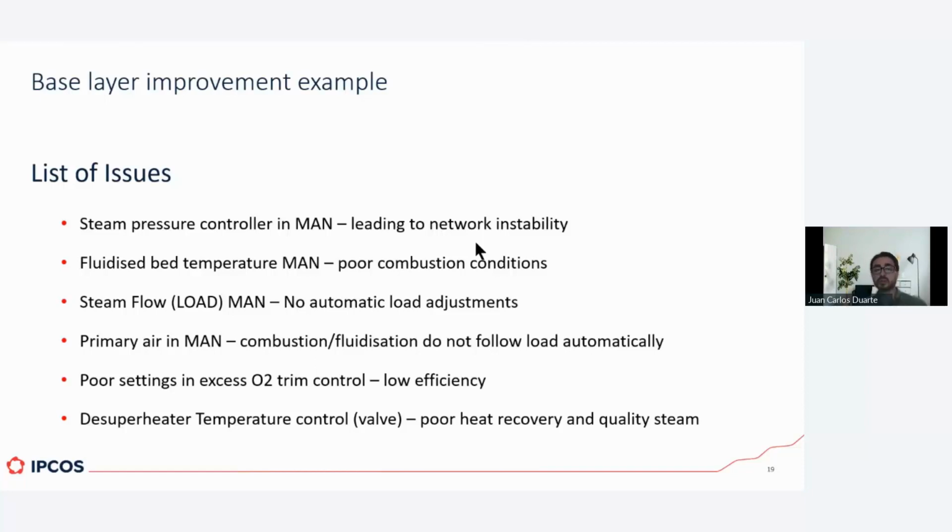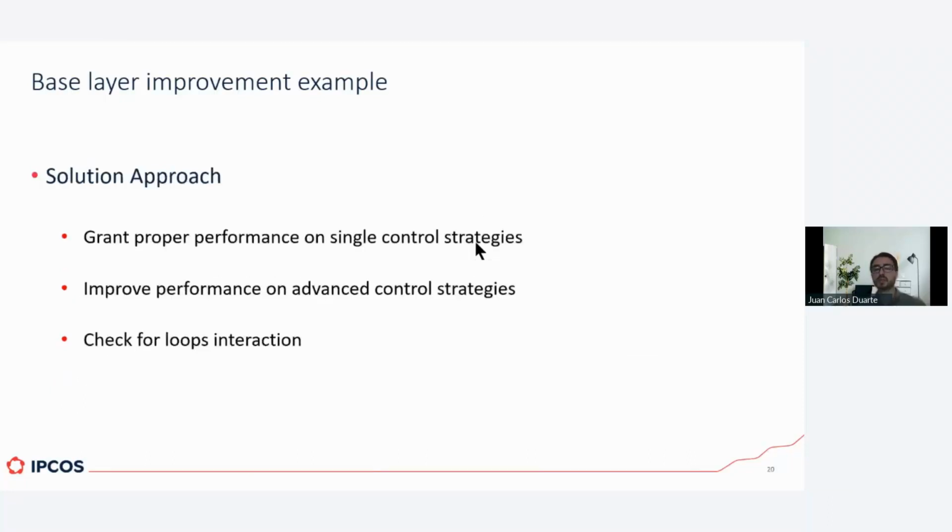The fluidized bed temperature, which you can imagine in a boiler like that is really important, was also in manual, so it led to poor combustion conditions. The steam flow was also in manual. The primary air was in manual. There were also poor settings for the excess oxygen, so low efficiency. The desuperheated temperature was also not working well. So what we did was make sure that the base control strategies were working fine, performed well, and then improve some of them with advanced control strategies.